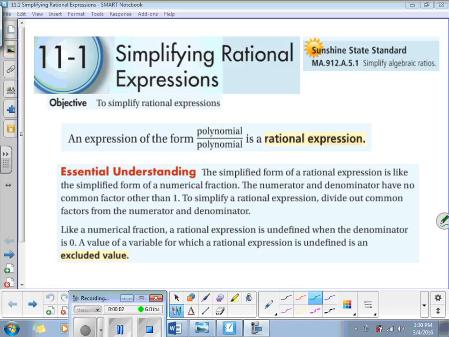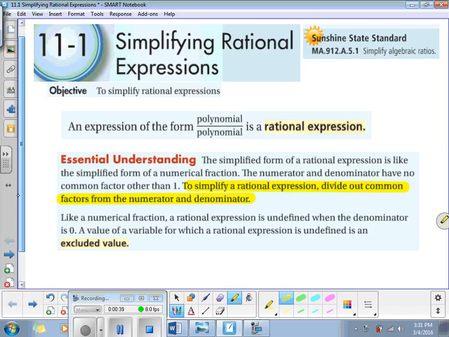11-1 is simplifying rational expressions. A rational expression is an expression in the form of a polynomial divided by a polynomial. For example, x plus 3 over x plus 6 is a rational expression. To simplify a rational expression, we will divide out common factors from the numerator and the denominator.